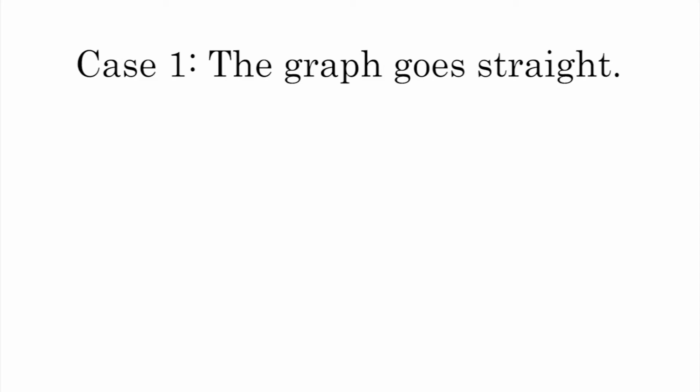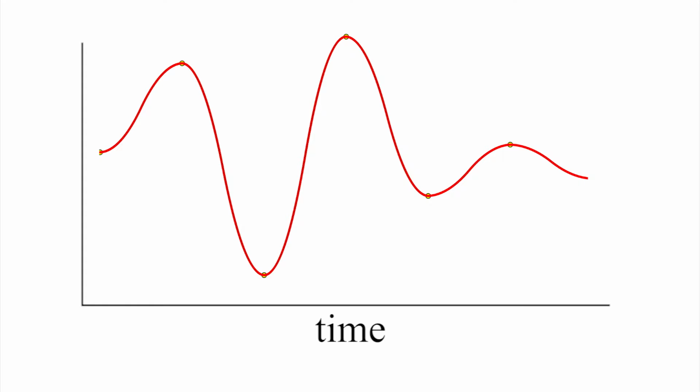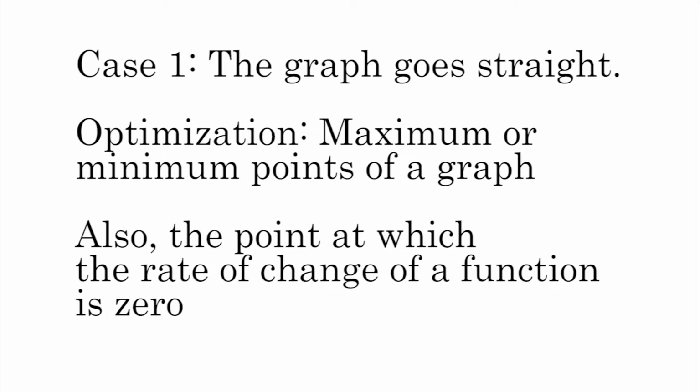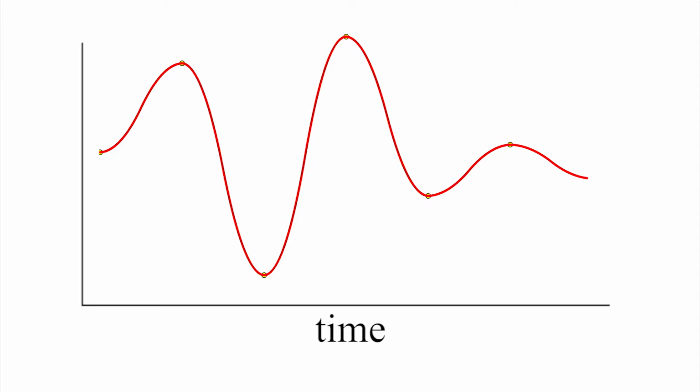The first case is when the graph goes straight. When the graph goes straight, you see it is always at a high point or a low point. We call this optimization, as we optimize the result to find what we need, either the maximum or minimum amount, depending on our situation. It also just so happens that the rate of change is 0 at these points. We can deduce from this that, at that point, the slope of the tangent line, or the derivative, must also be 0. This will come in handy later in the process.